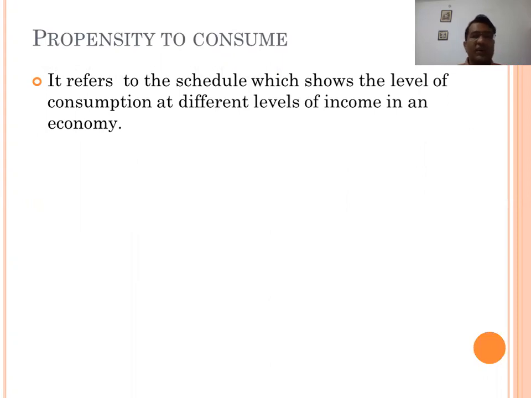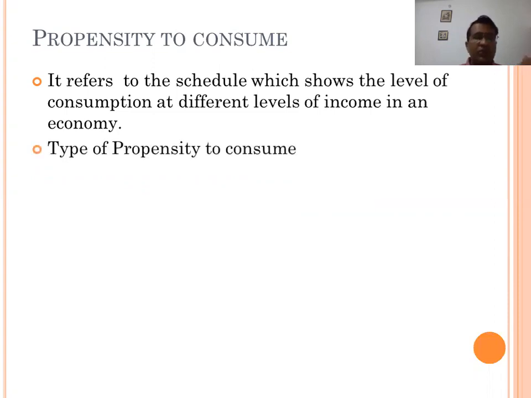Consume is the expenditure. So it refers to the schedule which shows the level of consumption at different levels of income in an economy. It means propensity to consume shows how much money we spend at different levels of income in an economy. For example, if spending income is 100 rupees, then how much we spend on consumption, that ratio is called a propensity to consume.